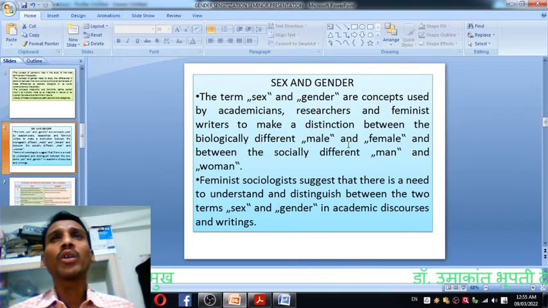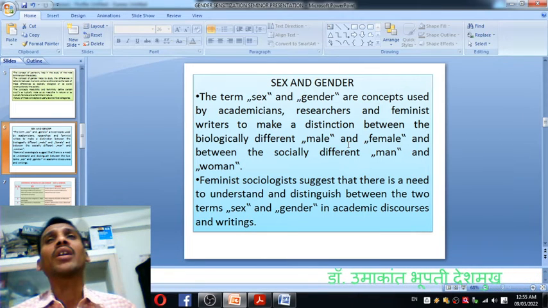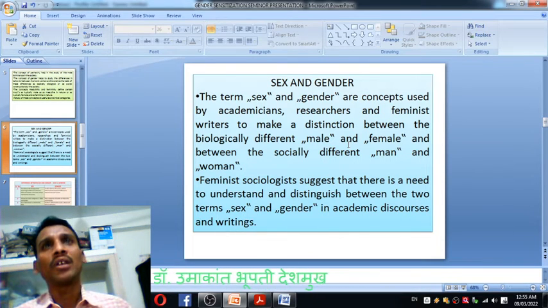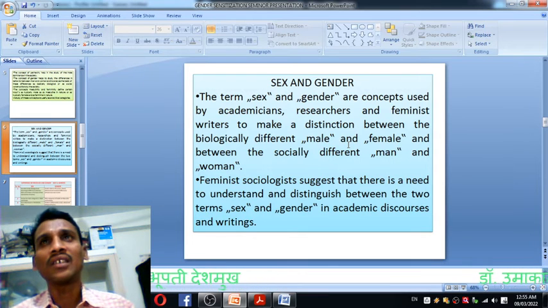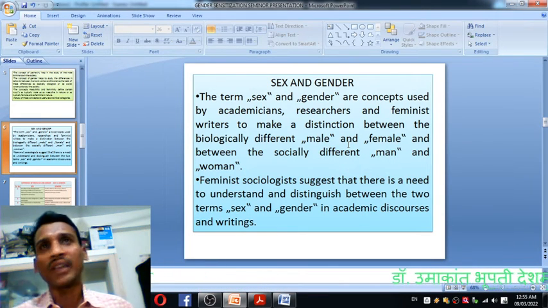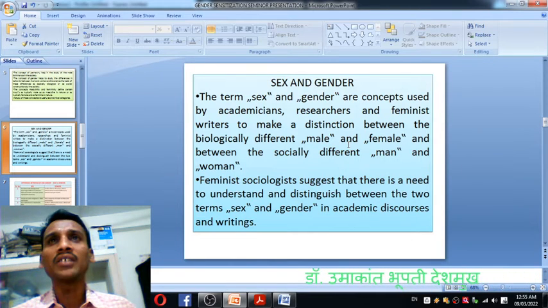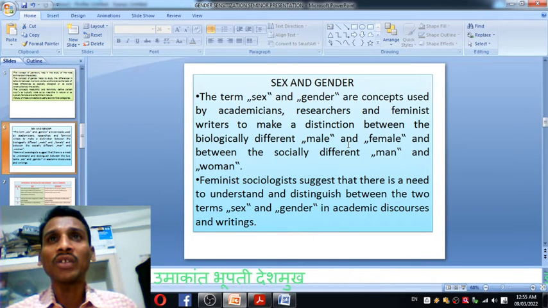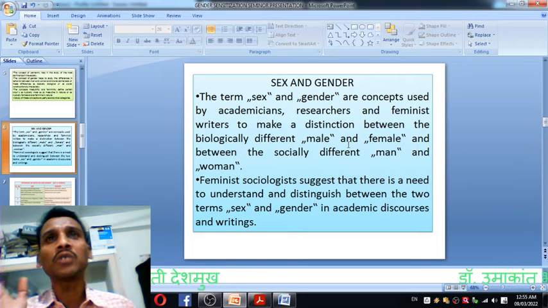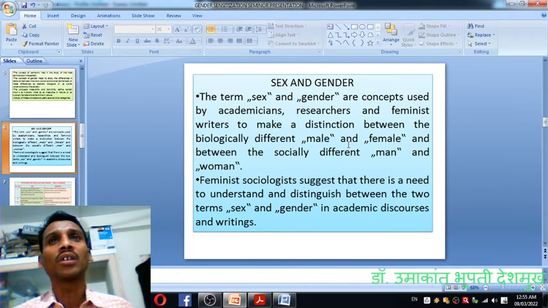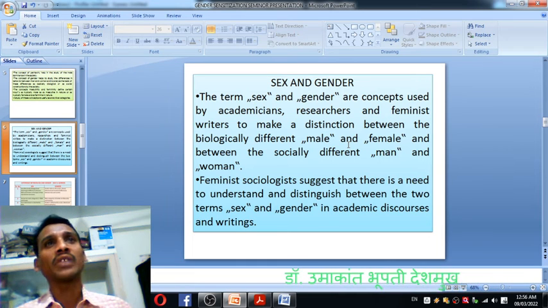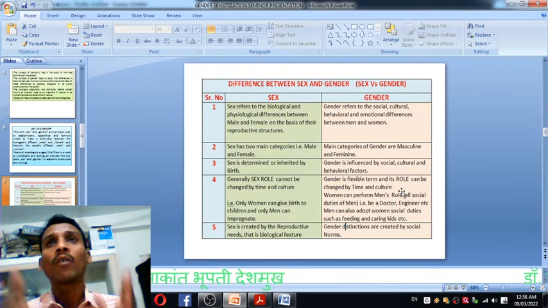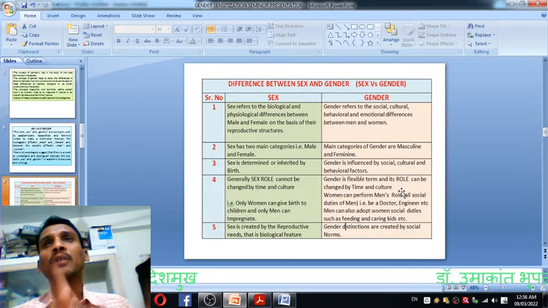Now we come to what sex and gender actually are. The terms sex and gender are concepts used by academicians, researchers and feminist writers to make a distinction between the biologically different male and female and the socially different man and woman. Feminist sociologists suggest that there is a need to distinguish between the two terms in academic discourse and writing. So now we have to discuss the basic differences between sex and gender.